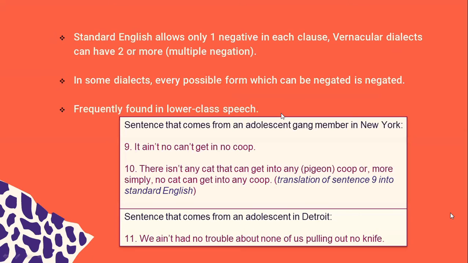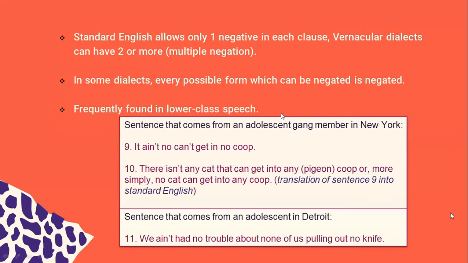Standard English allows only one negative in each clause. Vernacular dialects can have two or more. This is called multiple negation. In some dialects, every possible form which can be negated is negated. This is frequently found in lower class speech.